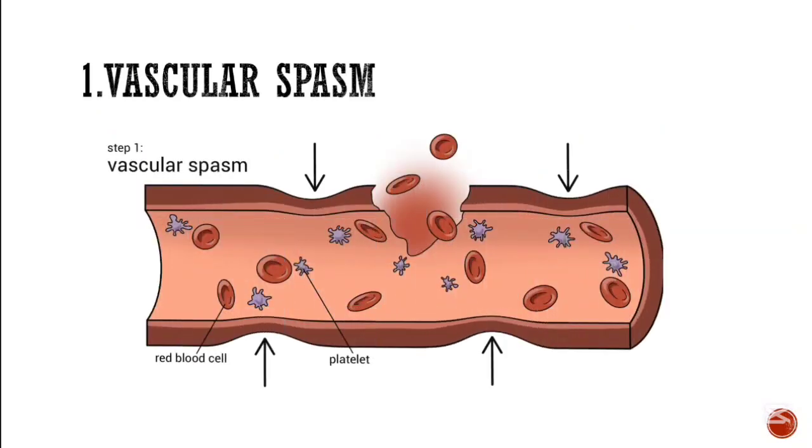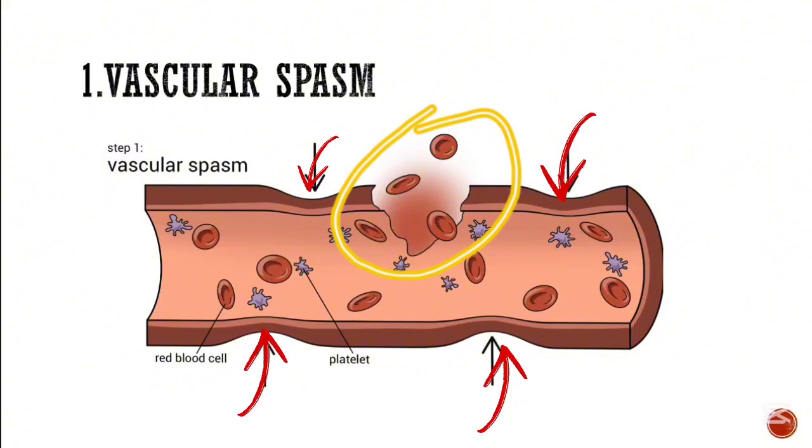So firstly, let us look at vascular spasm. When the blood vessels get damaged or injured, the blood vessels start constricting or contracting. After the constriction or spasm, the blood vessels become narrower. When the blood vessels become narrow, the rate of flow of blood will decrease, thereby the loss of blood will decrease. This is the first stage in blood clotting.